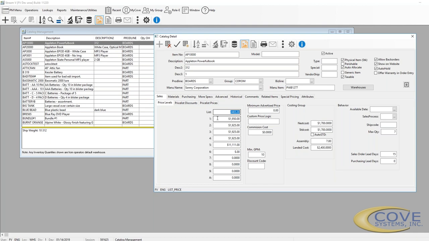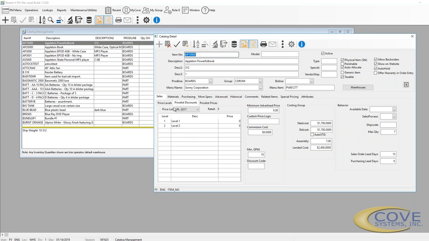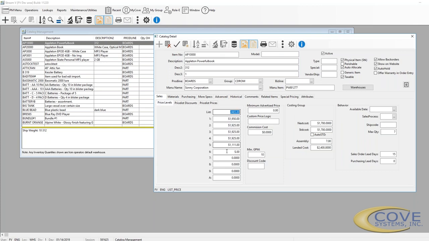So if they're price level 3, or let's say price level 5, the price would default to $11,111. For some reason, price level 5 is higher than the rest of them. Probably because somebody put an extra 1 in there. So using price levels is the simplest way of setting up prices for your customers.